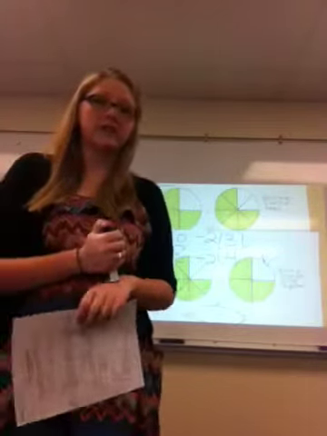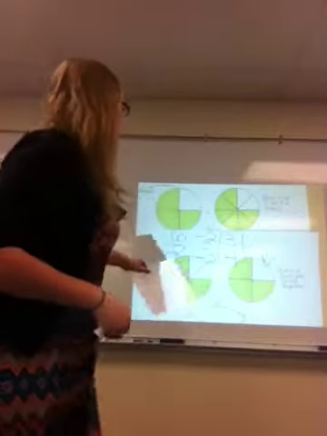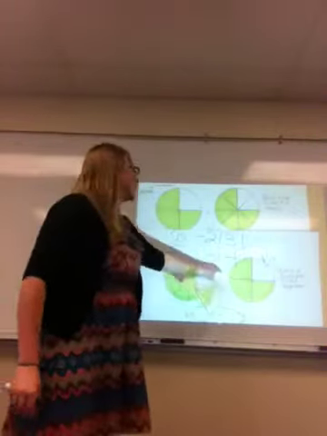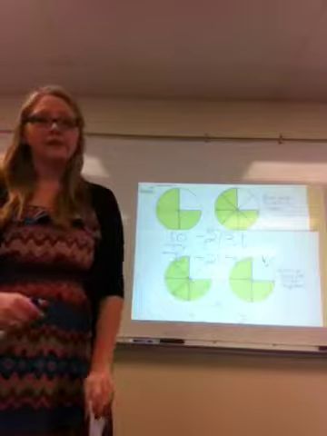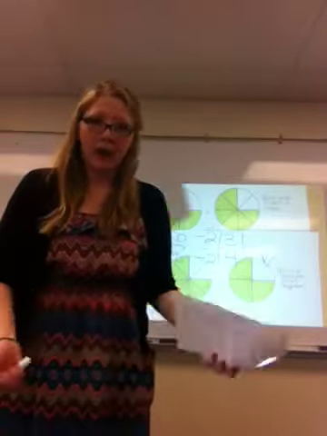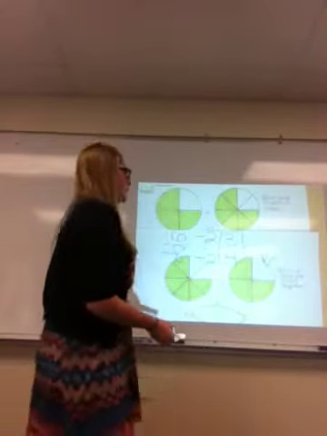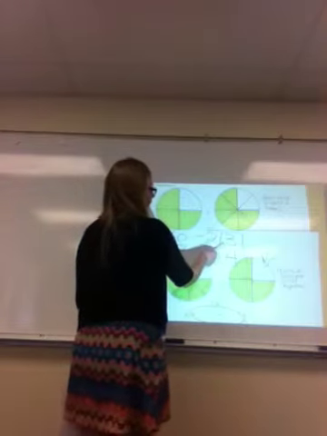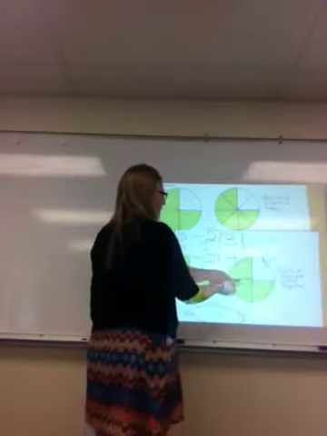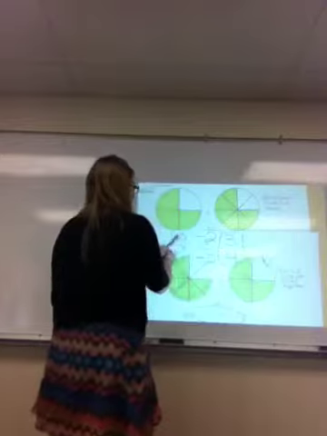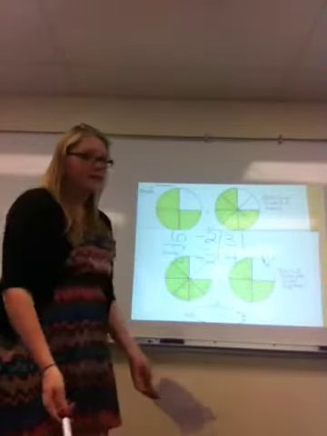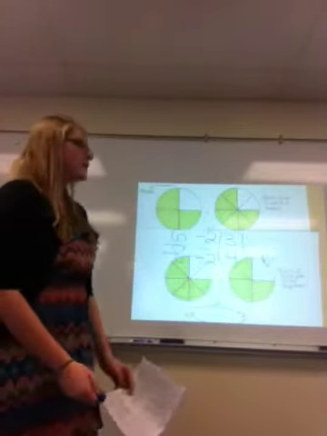Even though 3 is smaller than 6 and 4 is smaller than 8, that doesn't mean that there's less pie. You get 3 slices out of 4 slices of the same size pie. This one you would get 6 slices out of 8 slices in a pie.